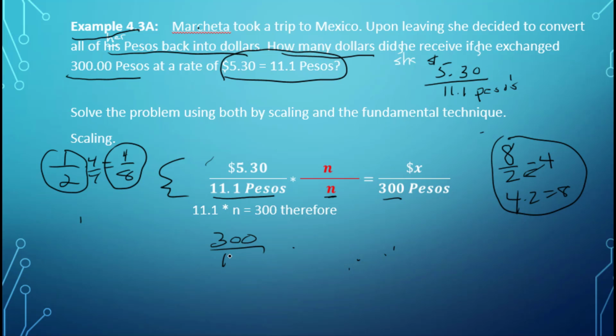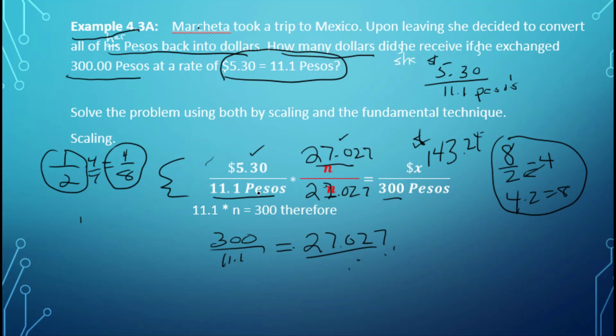300 divided by 11.1 is going to equal 27.027. So if I multiply the denominator by 27.027, I'm going to get 300. So I have to multiply the numerator by the same number, because 27.027 divided by itself is 1, so I'm really just taking this ratio, multiplying it by 1, and I'm going to get the new ratio here. So now all I've got to do is 5.30 times 27.027, and I get 143.24. And notice how I set these ratios up.